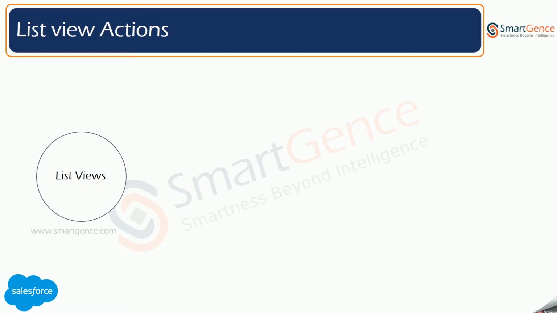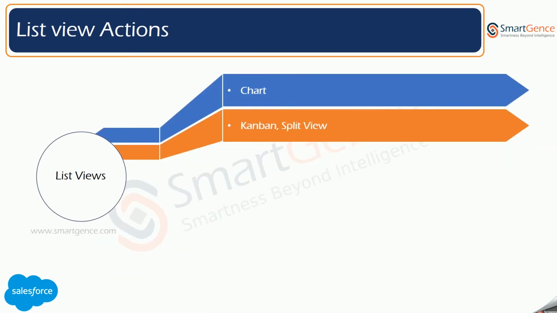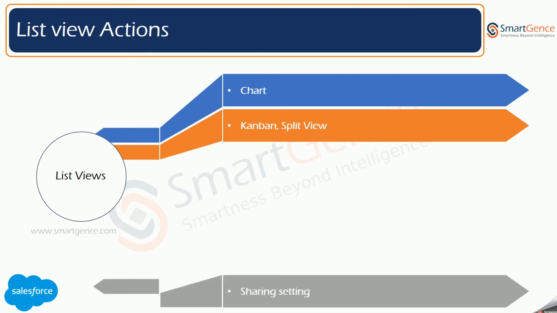So there are a few actions in the list view. In addition to the table view, we can also have a chart view, which is basically a pie chart or a bar chart, and we can have two different views, like Kanban views and split views. We will look into this in detail in the demo session because that would be more helpful instead of providing you a definition over here.